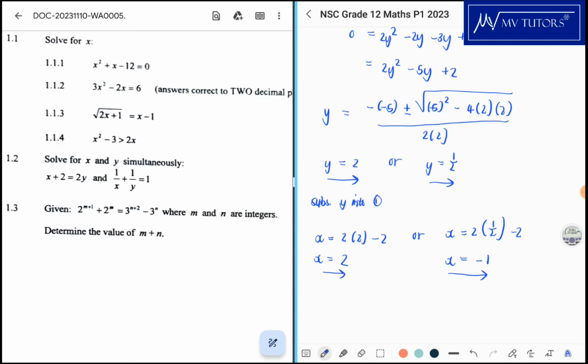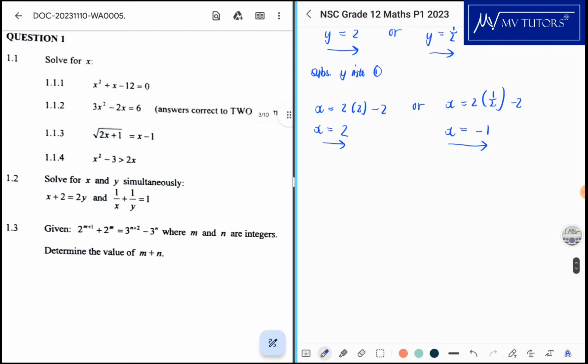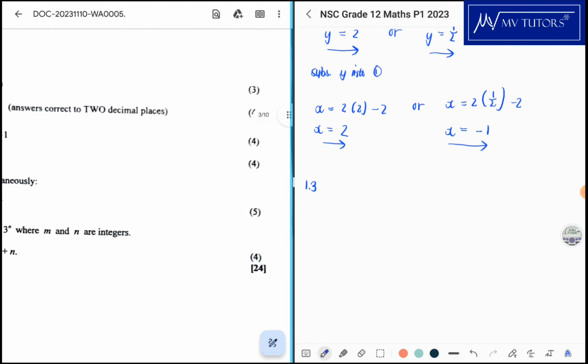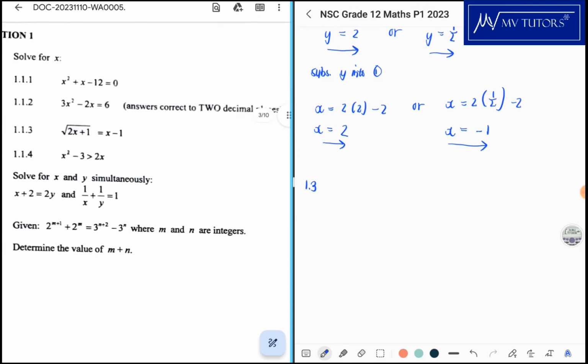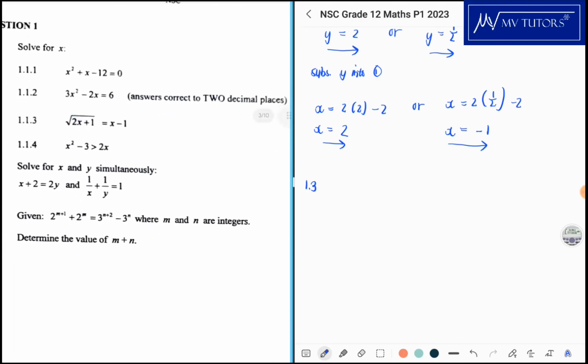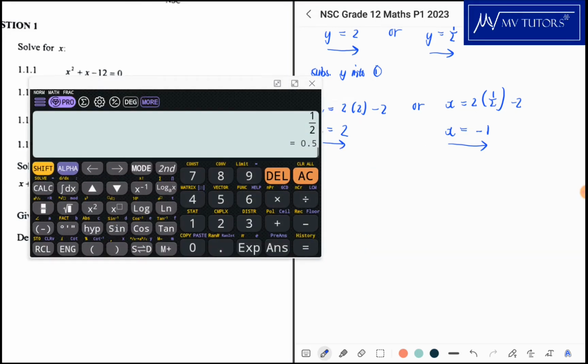Alright, and we are almost there. We're left with 1.3. The one thing I forgot to mention as I started this paper is please be aware of the time that you are spending on each question. This is a 24 mark question. If you want to work out how long you should spend per mark, remember the paper is out of 150 and you have 3 hours.